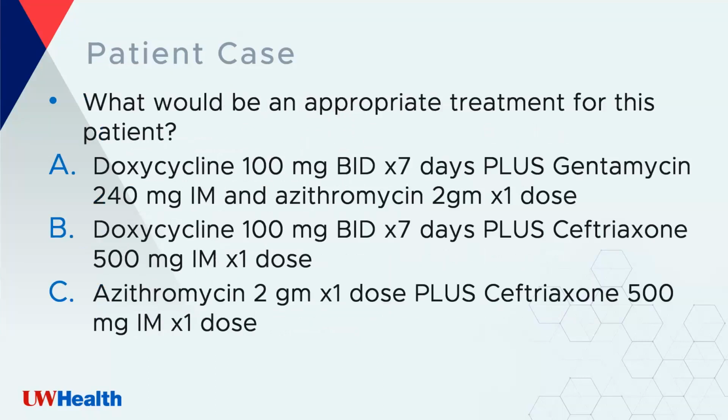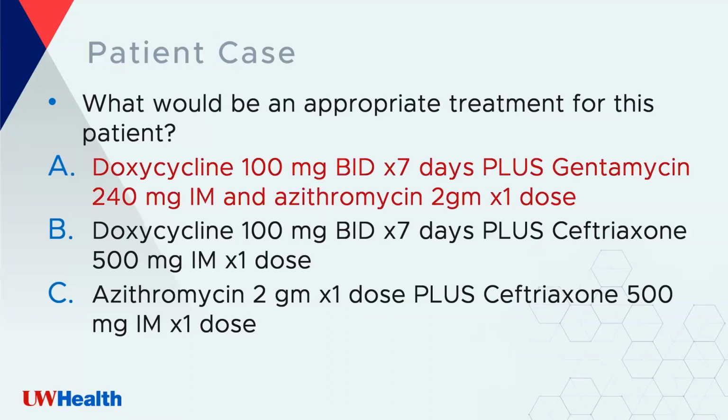A, doxycycline for 7 days, in addition to gentamicin and azithromycin times 1 dose. B, doxycycline for 7 days, in addition to ceftriaxone as 1 dose. Or C, azithromycin for 1 dose plus ceftriaxone for 1 dose. So this one is actually going to be A.